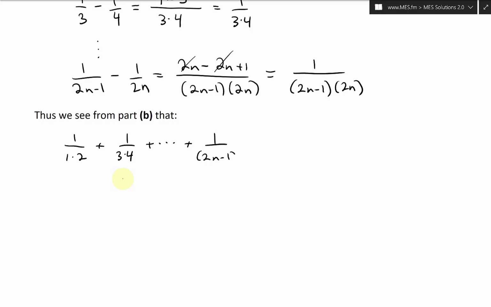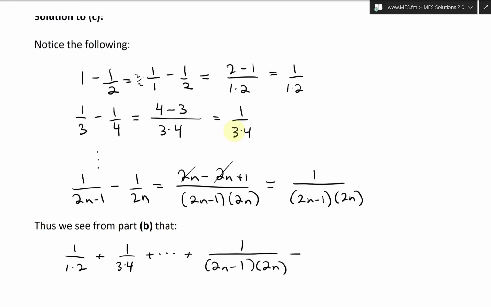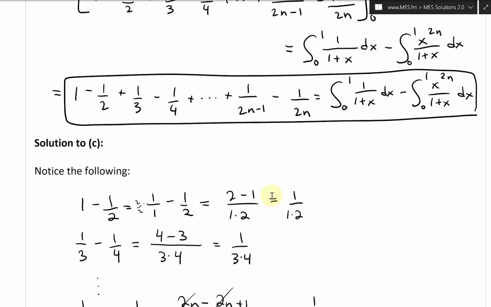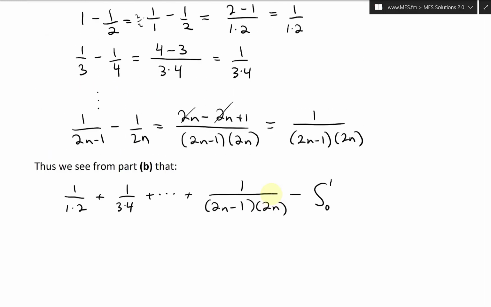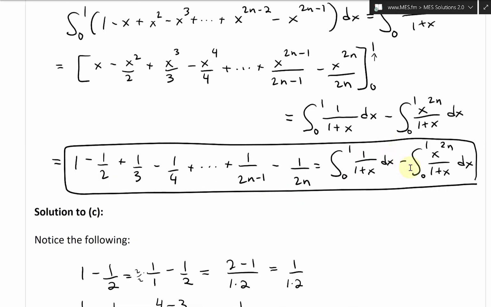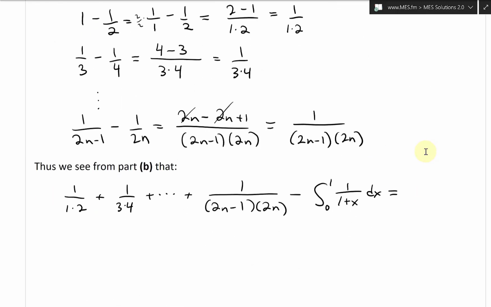This is 2n minus 1 times 2n, like that. And this equals, and then subtracted by, so we're moving this over to the other side, subtracted by the integral from 0 to 1 of 1 over x dx. And now we're just left with this negative integral from 0 to 1 of x to the 2n divided by 1 plus x, negative integral from 0 to 1 of x to the 2n over 1 plus x dx, like that.